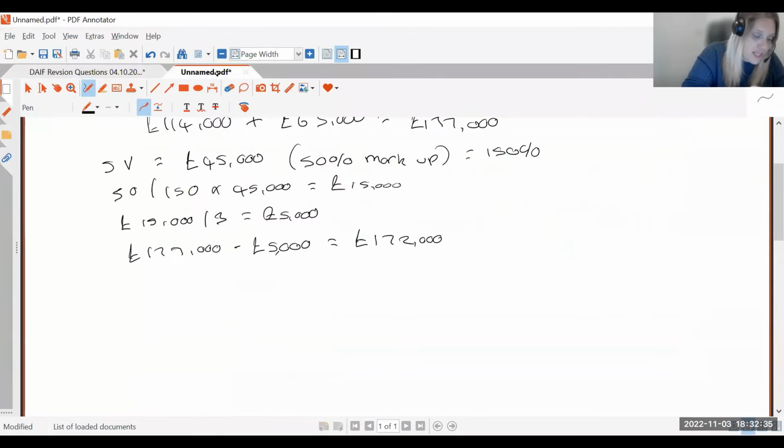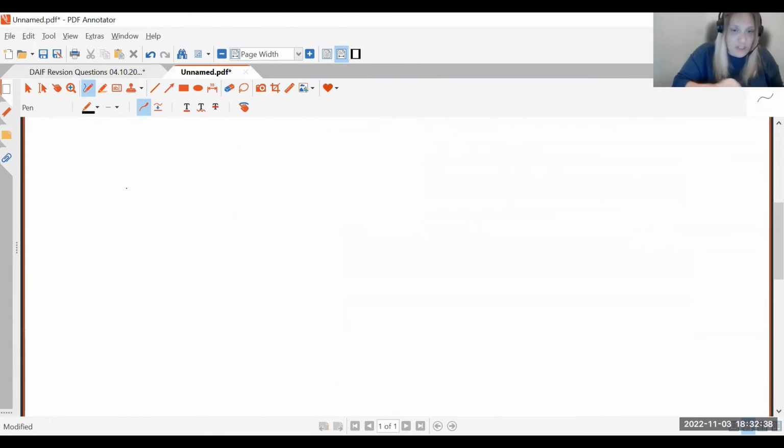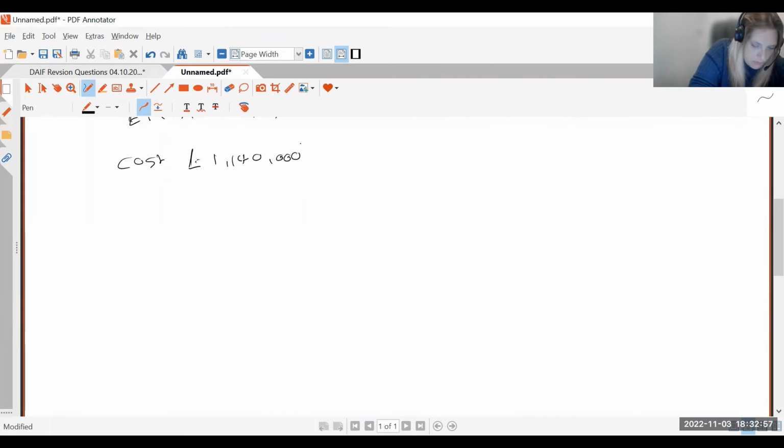Okay, so there's a few things that we need to do here. Some fresh paper. The first thing we need to know is the cost of the investment, which we were told, cost, we were told was our £1,140,000. Okay. Now, next we're going to add NCI at acquisition.